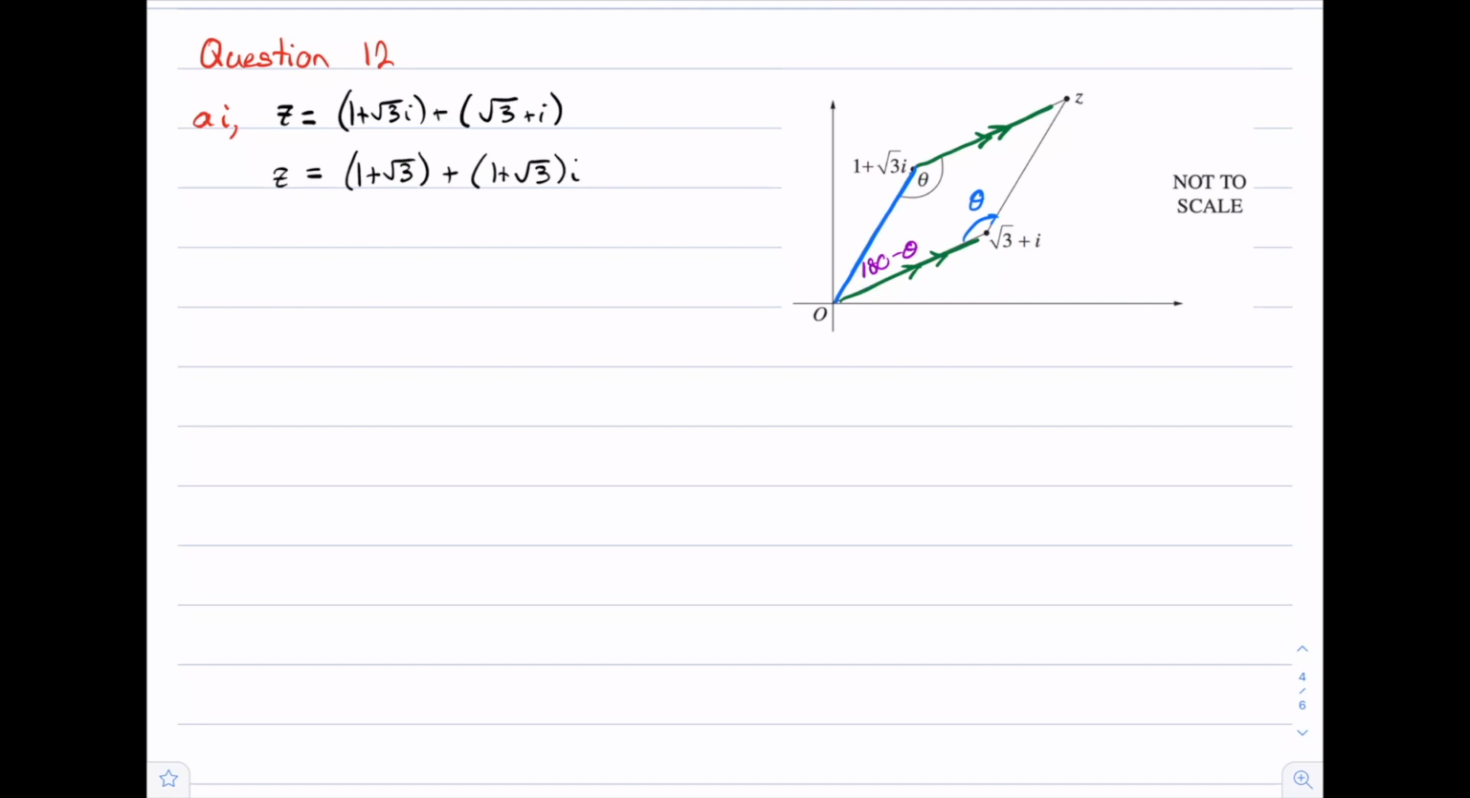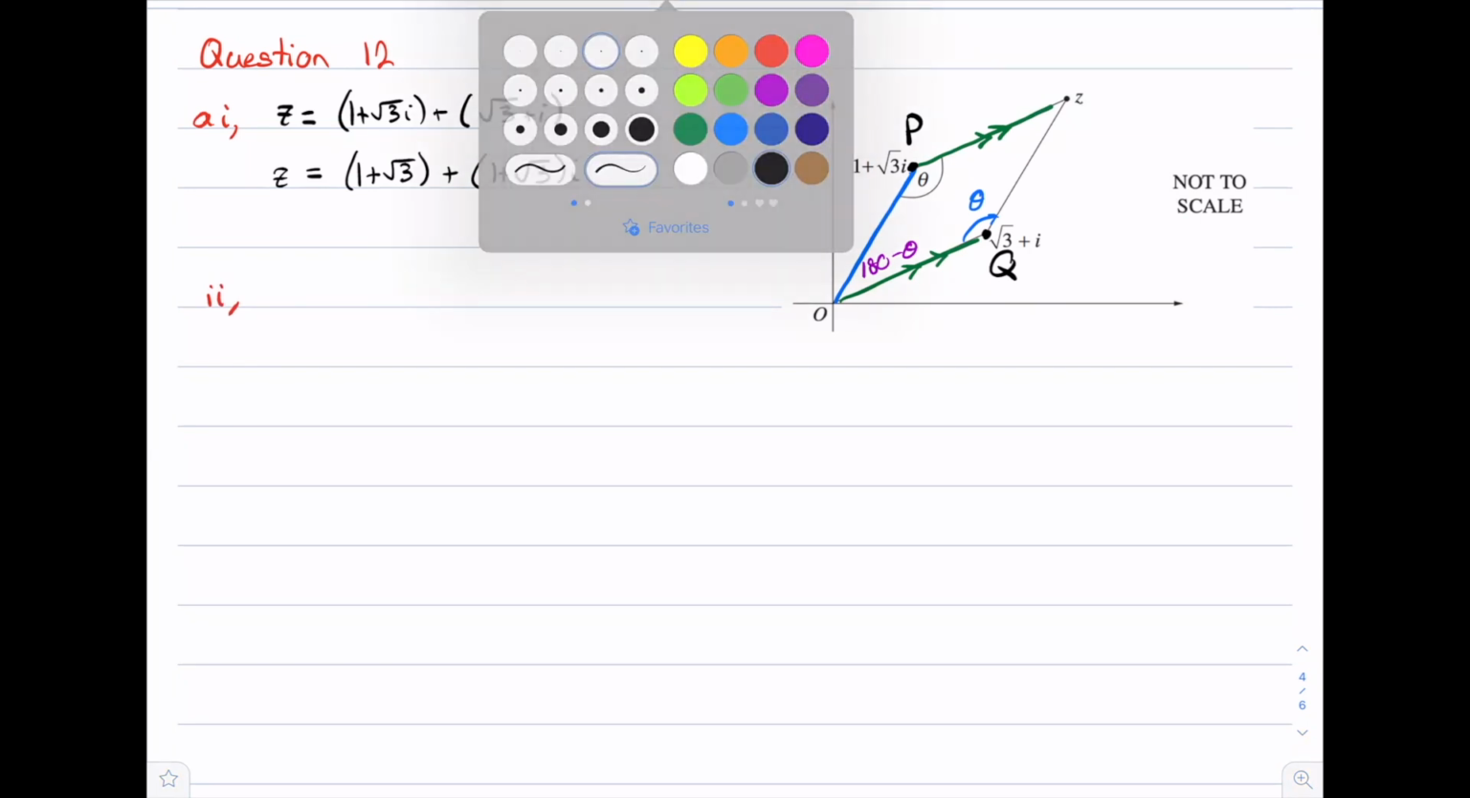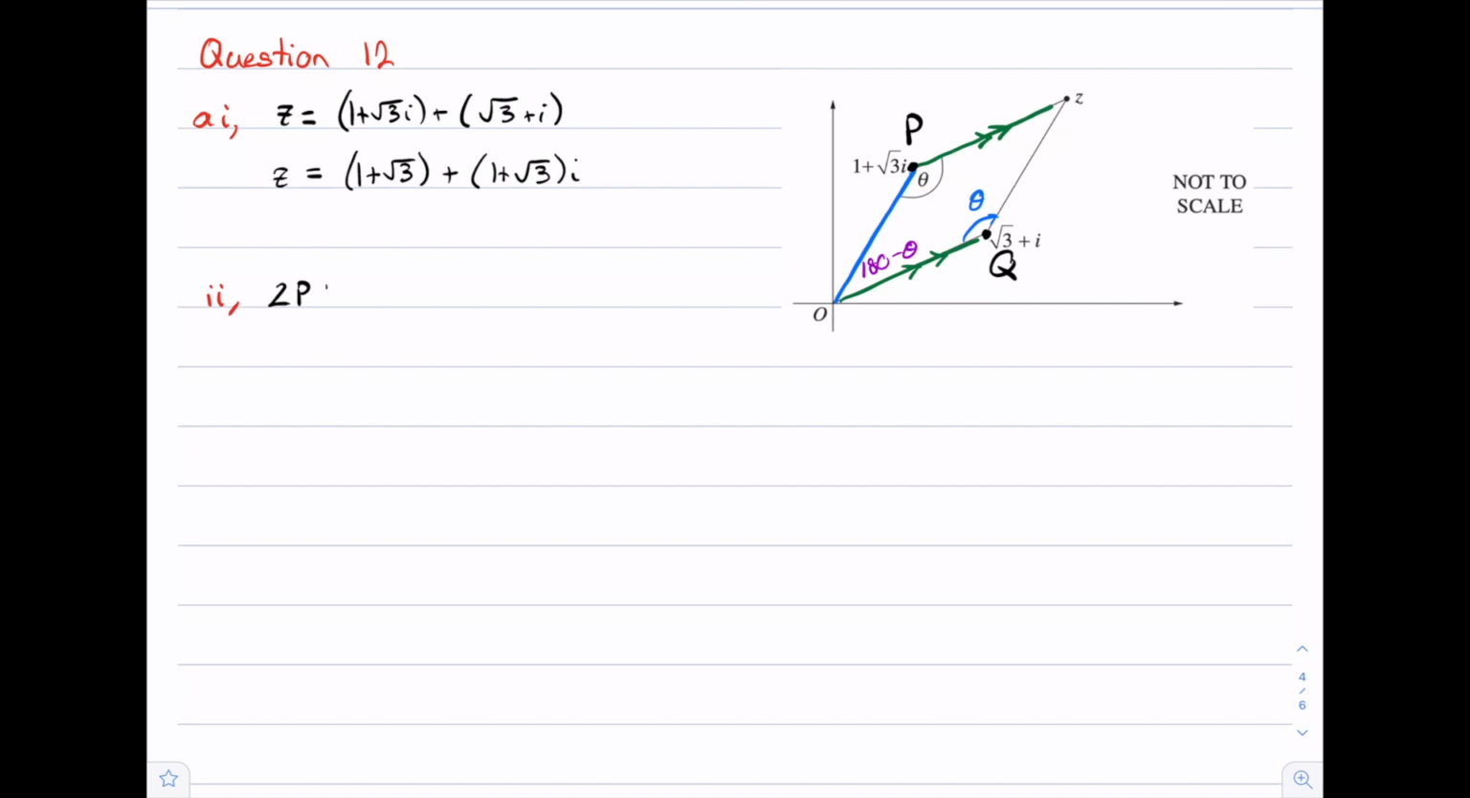Okay, and hopefully you can see that this angle, maybe we should even label these. Let's call this point P and call this point here Q so that we have something to reference. We're doing part 2. So angle POQ, it's really going to be the argument of 1 plus root 3i, because that's this entire bit here. So it's the argument of 1 plus root 3i minus this little bit in here, which is the argument of root 3 plus i. So arg of root 3 plus i.